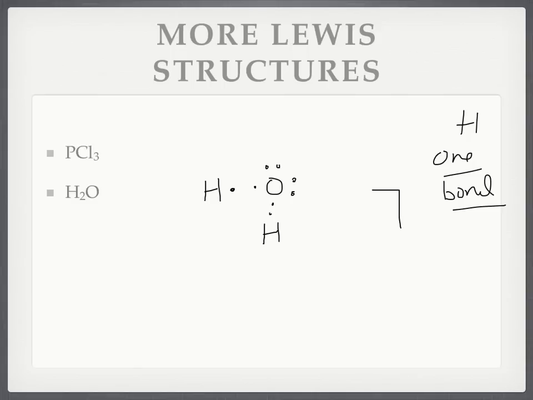And so here's our shared pair here. Hydrogen is full with 2. Here's our shared pair there. And oxygen gets to count these as 2, 4, and then 5, 6, 7, 8. So it's got its 8 electrons that it's always trying to get. So there's my Lewis structure for water.